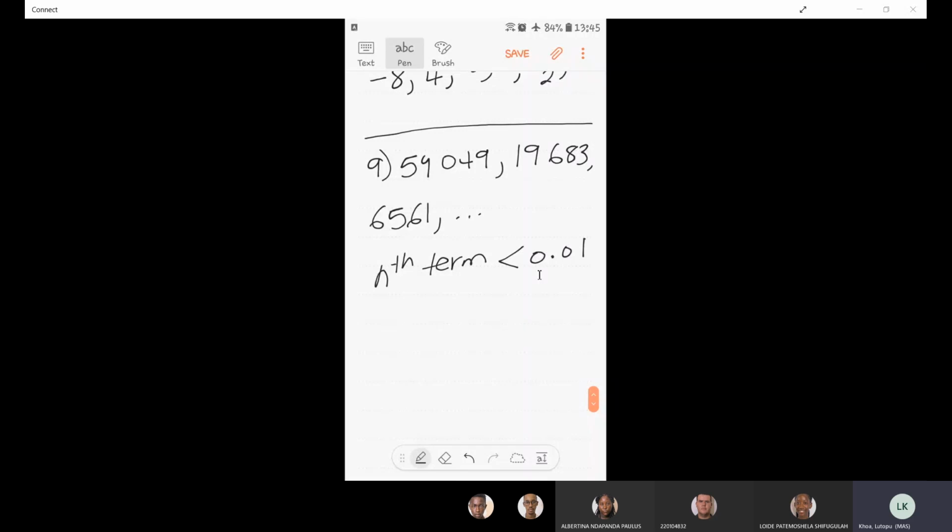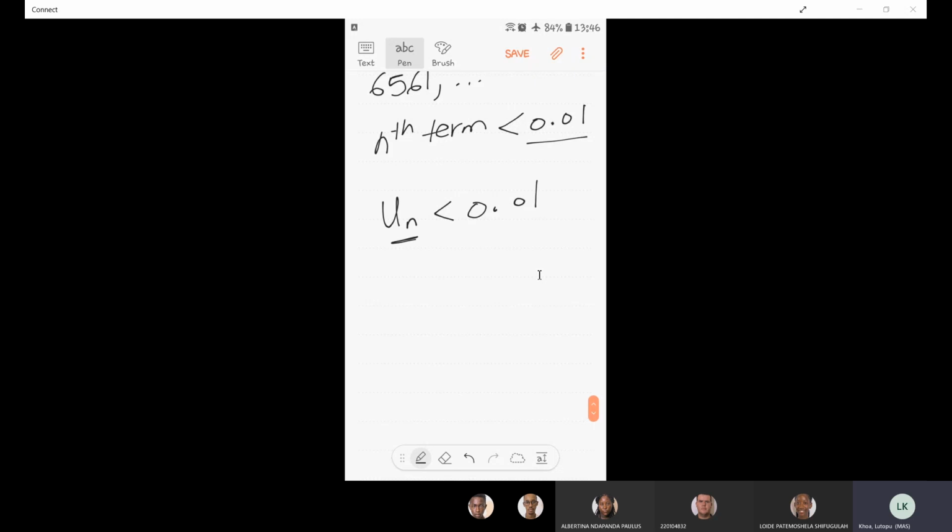So we're trying to find the nth term, or the first nth term, that is less than 0.01. So here we write down the formula for un. We're trying to find when is un less than 0.01. Now we know that after this first un, all of them after that will be less than 0.01. So we want to find the very first one that is less than 0.01. So we write down our formula. This is a r to the power of n minus 1. This must be less than 0.01.